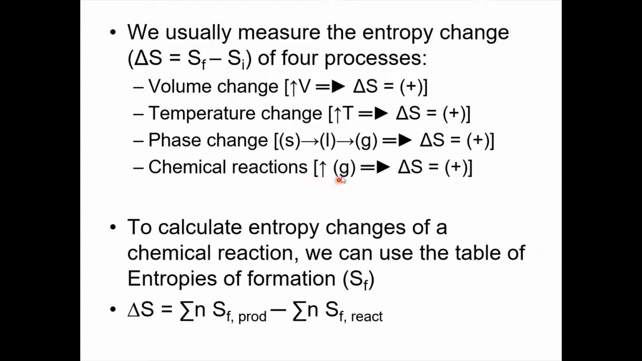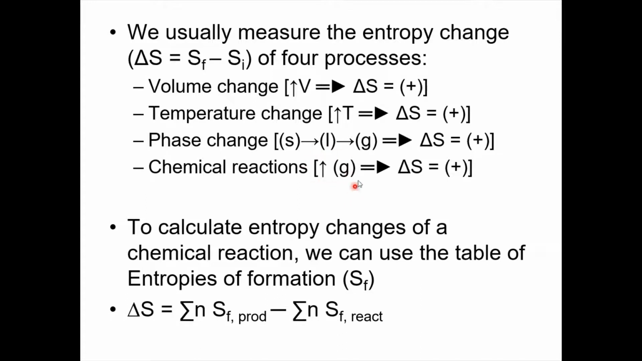For chemical reactions, a reaction can have a delta S that is positive, and it can have a delta S that is negative. And it could be the same sign as delta H, or it could be the opposite sign as delta H. It really depends on the reactants versus the products. What are you making? Are you making stuff that's more random or less random?